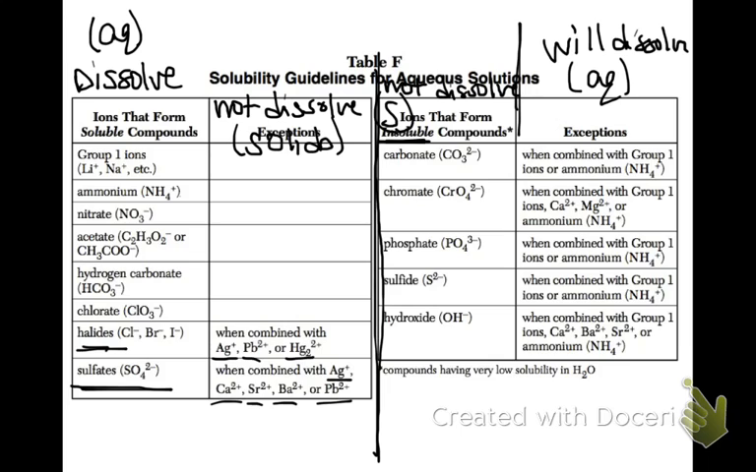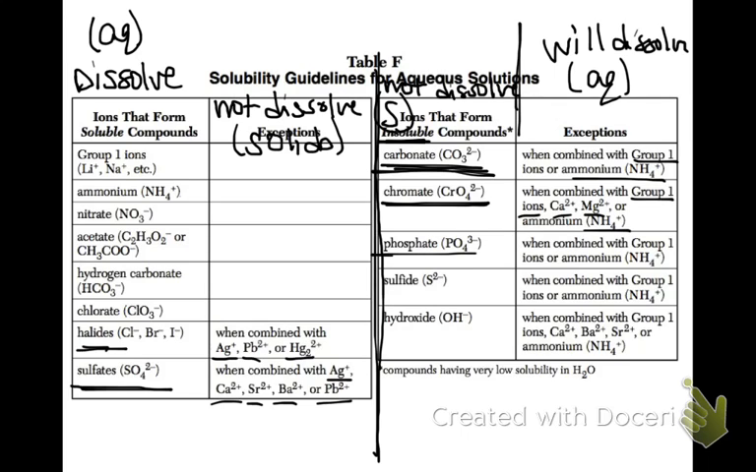Over here on the right-hand side, carbonate will not dissolve. It will be a solid unless it's combined with a group 1 ion or ammonium. Chromate will not dissolve in water unless it's combined with a group 1 ion, calcium, magnesium, or ammonium.